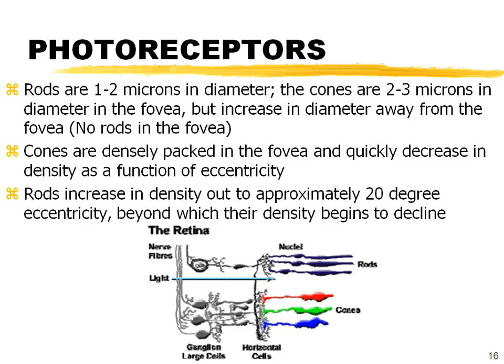Beyond about 20 degrees, it kind of stops. You have rods all over. There are no rods in the fovea at all. Their density increases away from the fovea and then it becomes fairly sparse as you go towards the periphery of the retina.